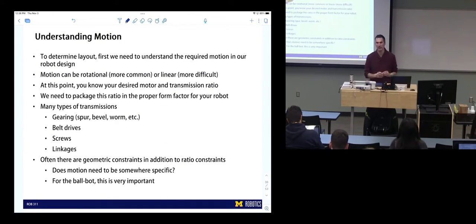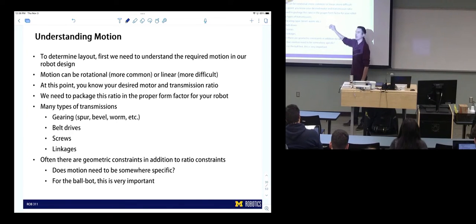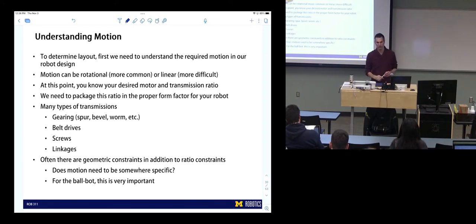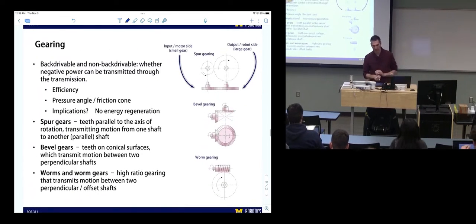I set this up under the idea of understanding motion. That was the key way to explain understanding layout, is to understand how motion goes from one place to another. And then we brought up a few different transmission types. Gearing, belt drives, which we didn't talk about, screws and linkages. These are the general gearing examples. Spur gears, bevel gears, and worm gears.